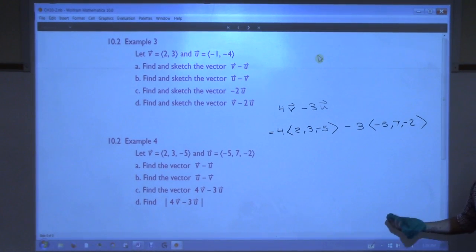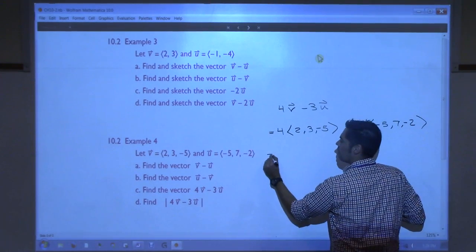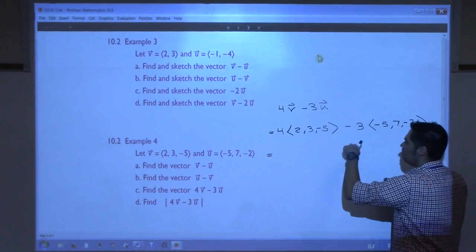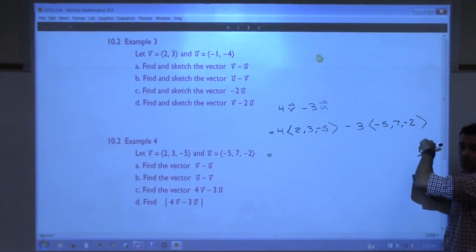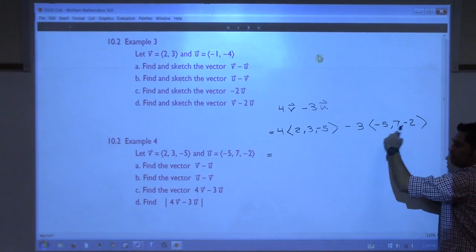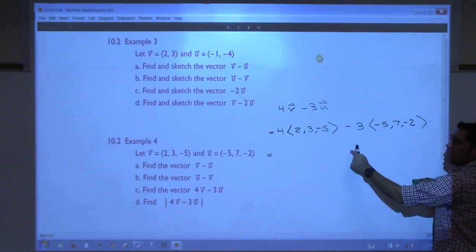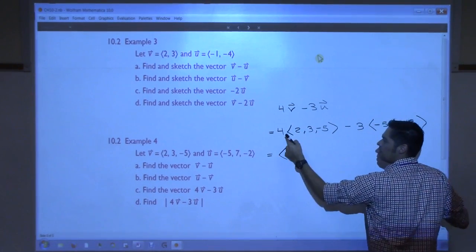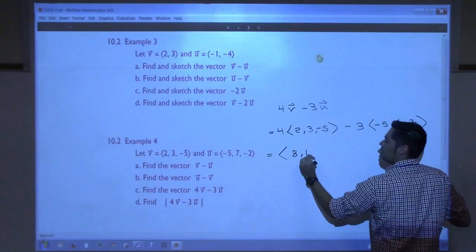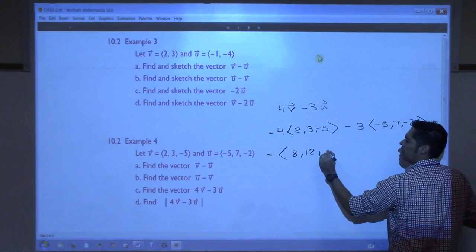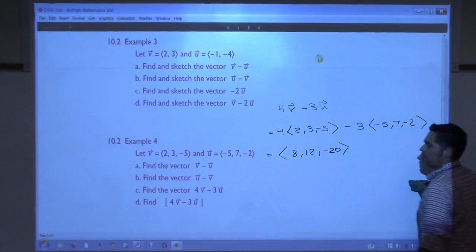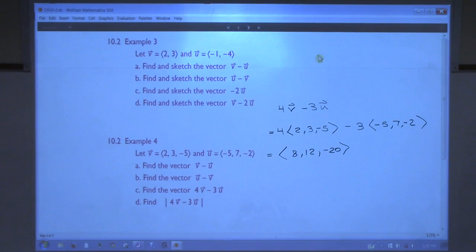Now I'm going to do my scalar multiplication at this point. I'm going to pass the 4 through, pass the -3 through. Is that okay if I pass a -3? What do you think I'm going to have to replace the negative with if I pass the negative through? Plus sign. So this is going to become the vector 8, 12, what? -20? All right, that's 4v.